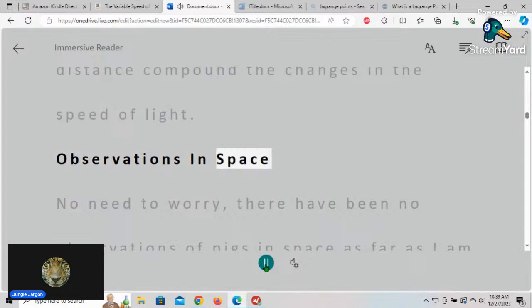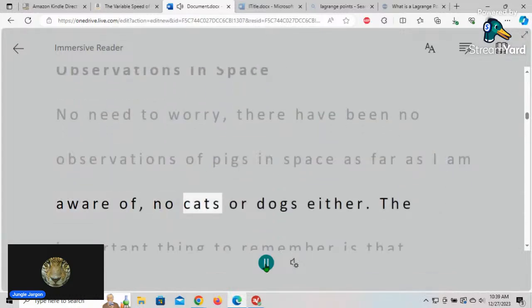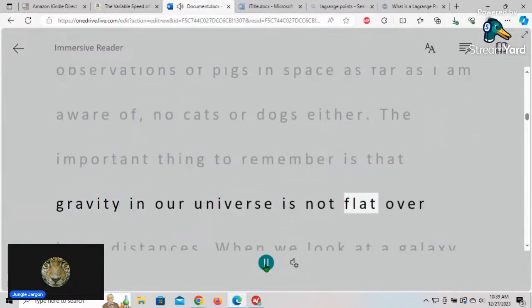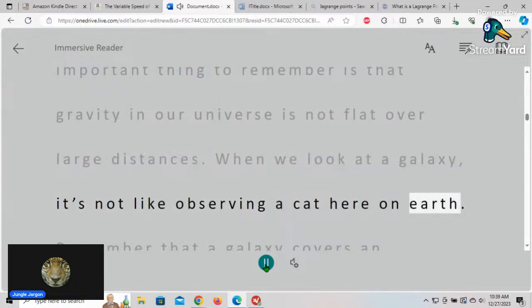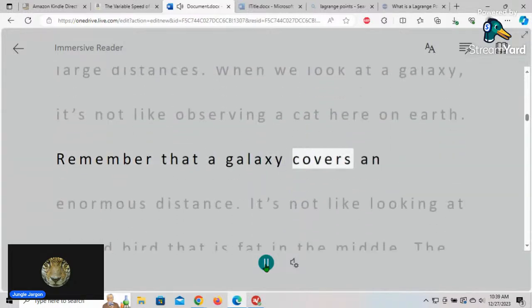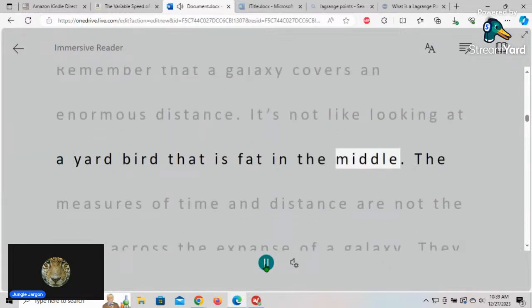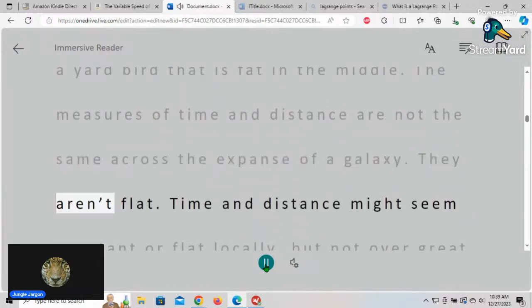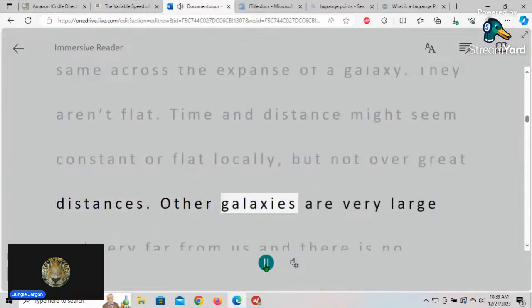Observations in space. No need to worry, there have been no observations of pigs in space as far as I am aware of, no cats or dogs either. The important thing to remember is that gravity in our universe is not flat over large distances. When we look at a galaxy, it's not like observing a cat here on Earth. Remember that a galaxy covers an enormous distance. It's not like looking at a yard bird that is fat in the middle. The measures of time and distance are not the same across the expanse of a galaxy. They aren't flat. Time and distance might seem constant or flat locally, but not over great distances.